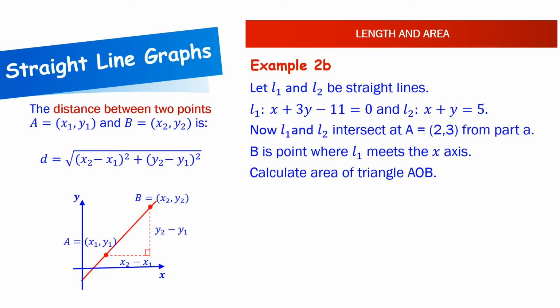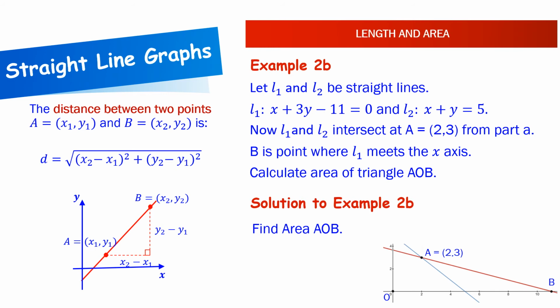Now for example 2b, we are required to calculate the area of triangle AOB. Let's plot these two lines in order to understand the scenario a little better. We also have on our graph the point O, the origin, the point A where the two lines intersect, and of course A is equal to (2, 3), and the point B. This is the point where L1 meets the x-axis. The height of the triangle is 3 units, since A is equal to (2, 3).